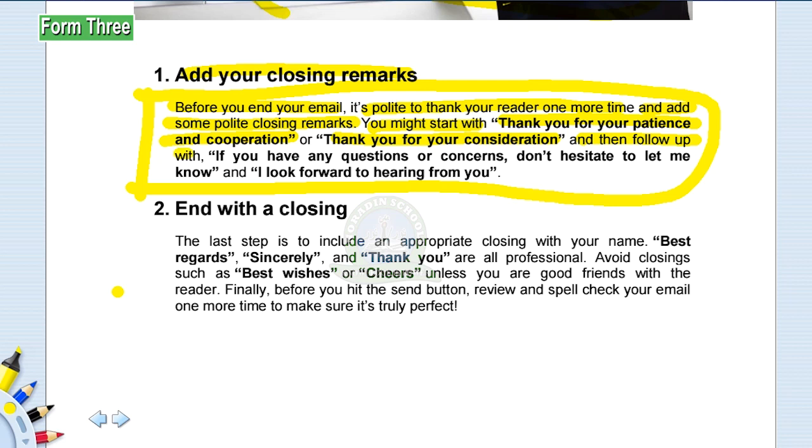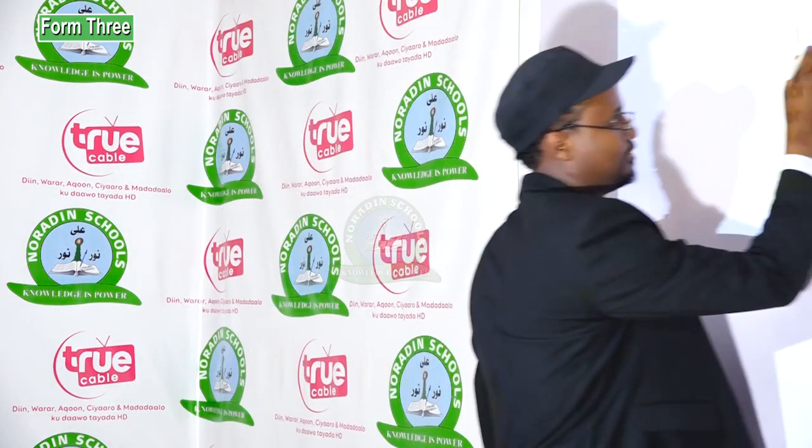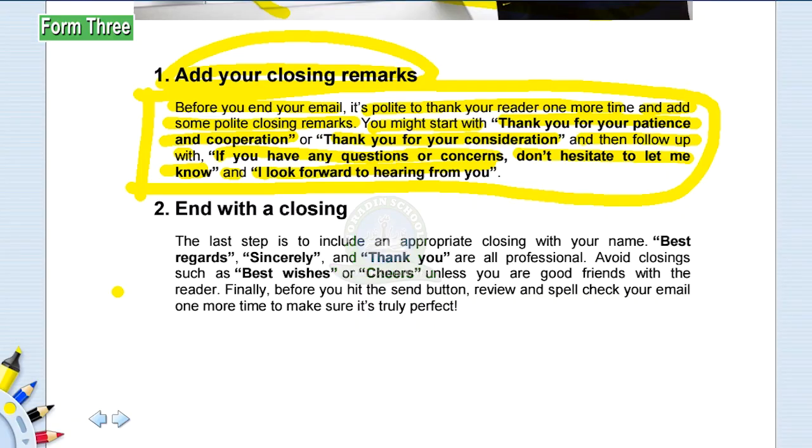And then follow up with, if you have any questions or concerns. Or also you can say, don't hesitate to let me know. This is also another way of closing. And you can also say, I am looking forward to hearing from you. Look at that, my dear. Isn't it very beautiful when you have these closing remarks? Yes, it is. And also we have another closing. We call it ending with a closing. This is also another closing.